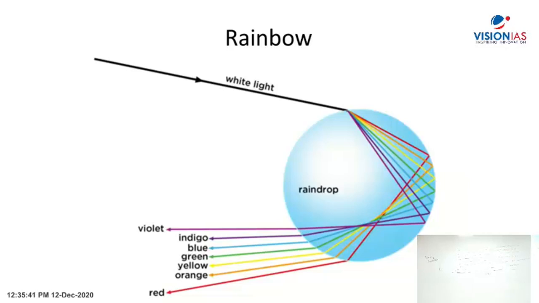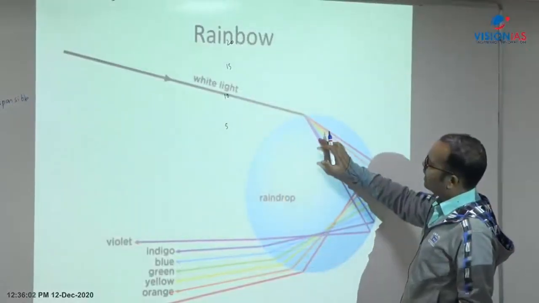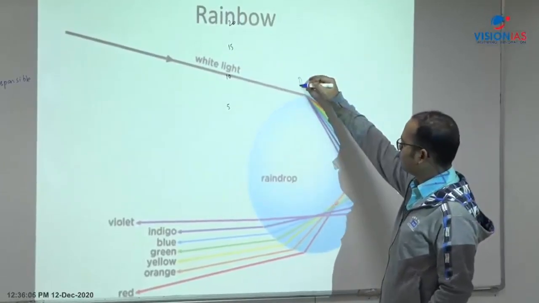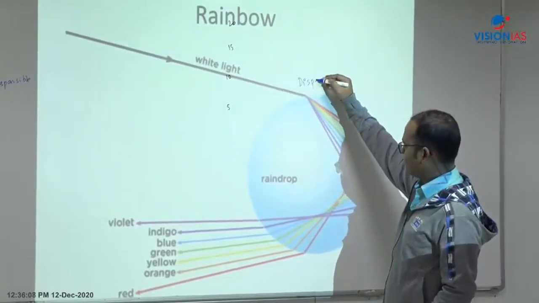Okay. So I hope you have written. So let's move to the next topic, that is rainbow. If you observe a rainbow, white light is coming and it is breaking into 7 individual colors. This phenomenon is known as dispersion.